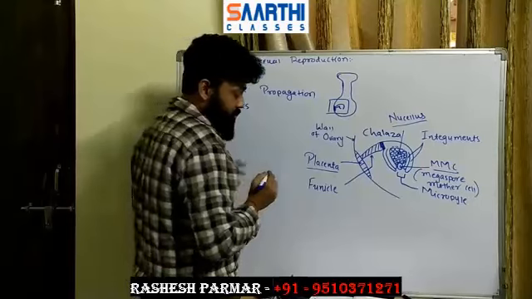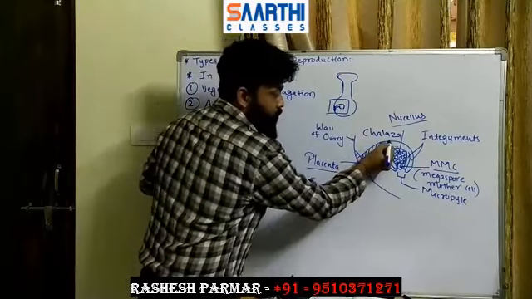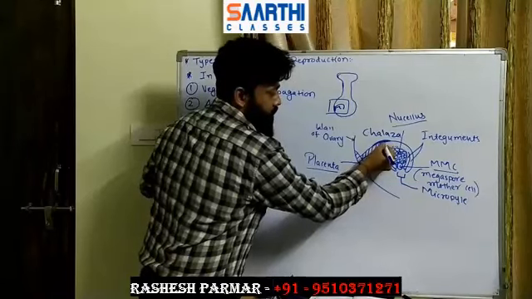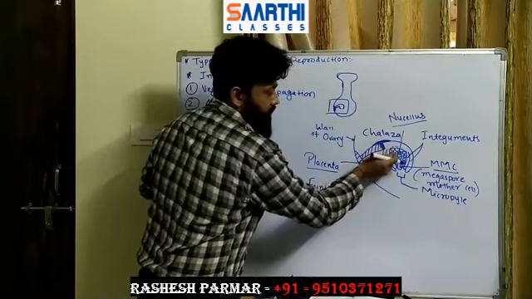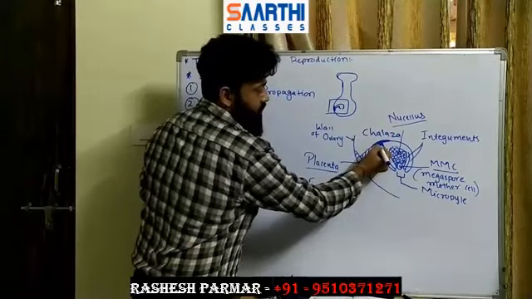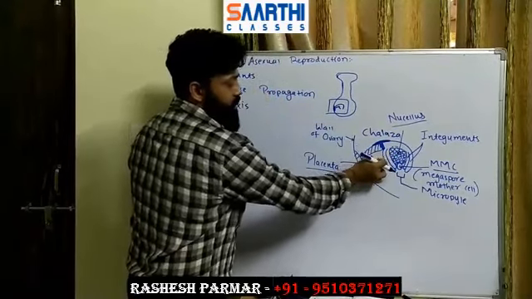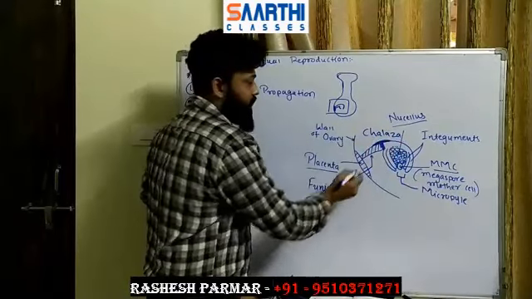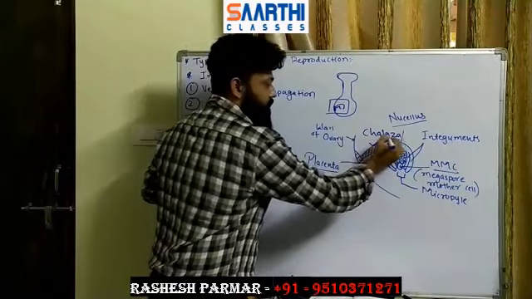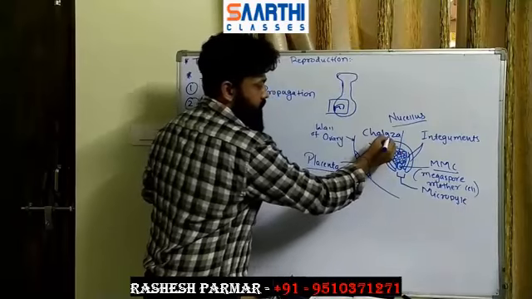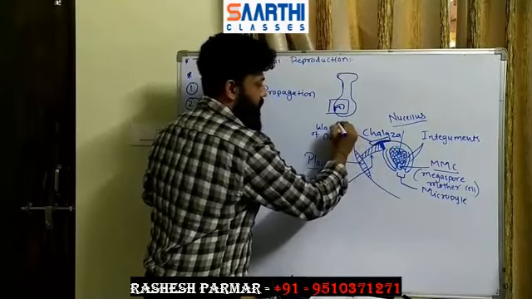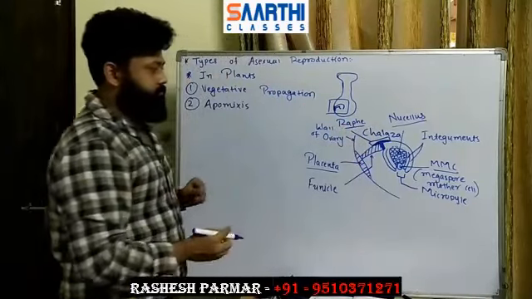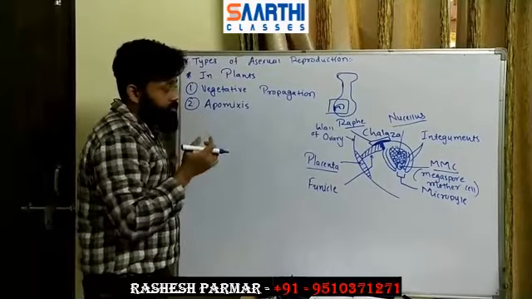One thing also, there is a tissue overlapping at the chalazal end. It starts from the funicle and it overlaps on the chalazal side. It is called raphe. This portion is known as raphe. So this is the structure of ovule.